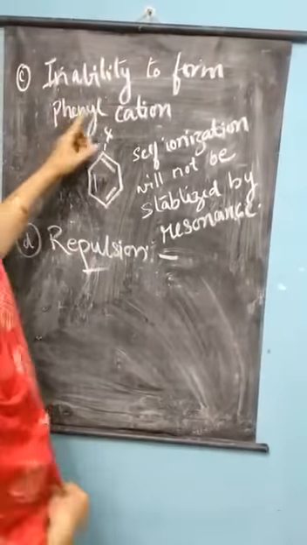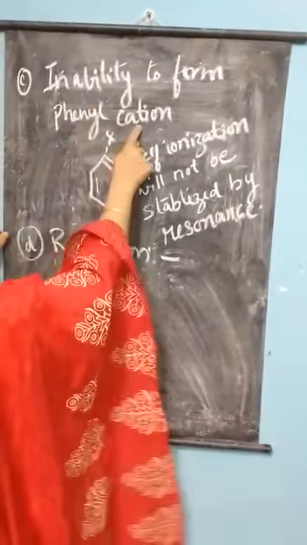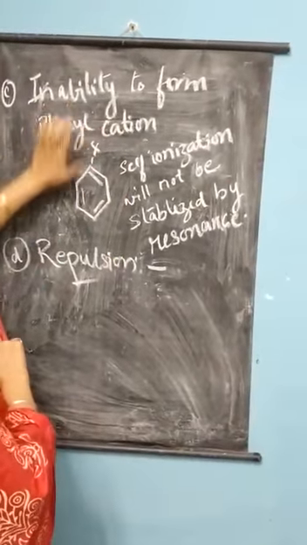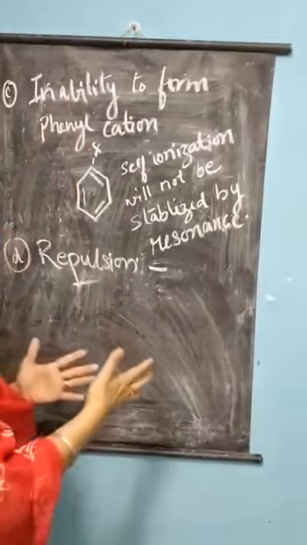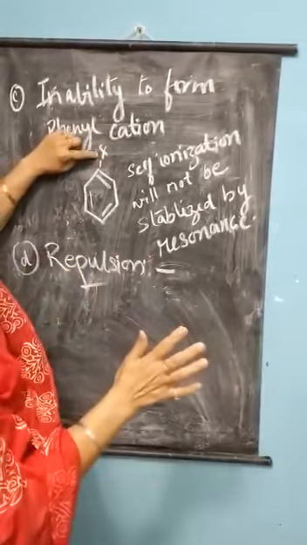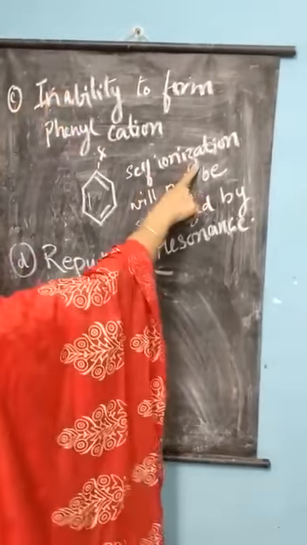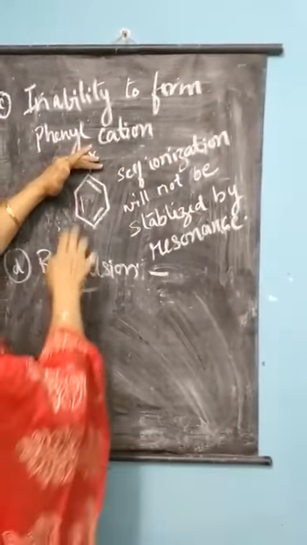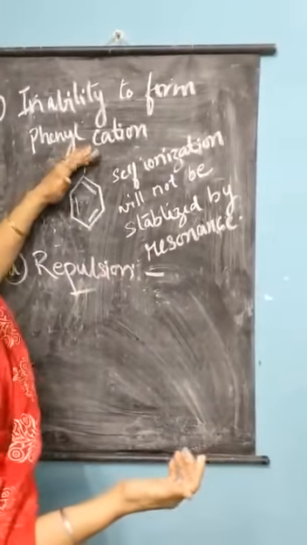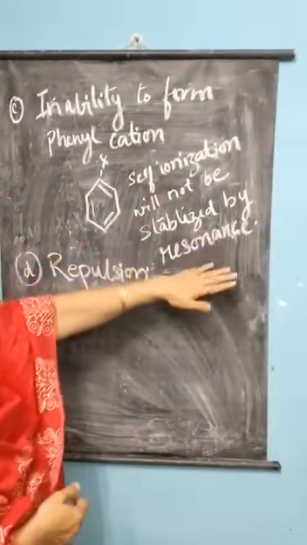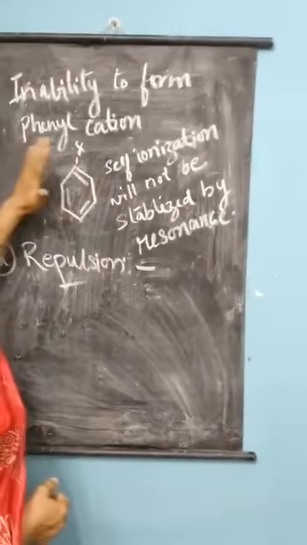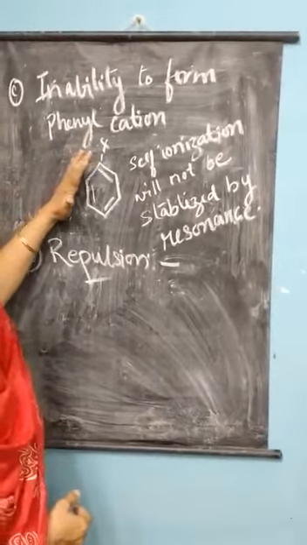Then another reason you can see is the inability to form a phenyl cation. Phenyl cation means phenyl having a positive charge. This is not possible with haloarenes. Suppose the halogen gets removed by itself, that is, self-ionization takes place. Then as soon as the positive charge is there, it cannot form any other resonating structures. So it is not able to form resonating structures and cannot be stabilized. In that way, this is another reason why haloarenes do not undergo nucleophilic substitution reaction.